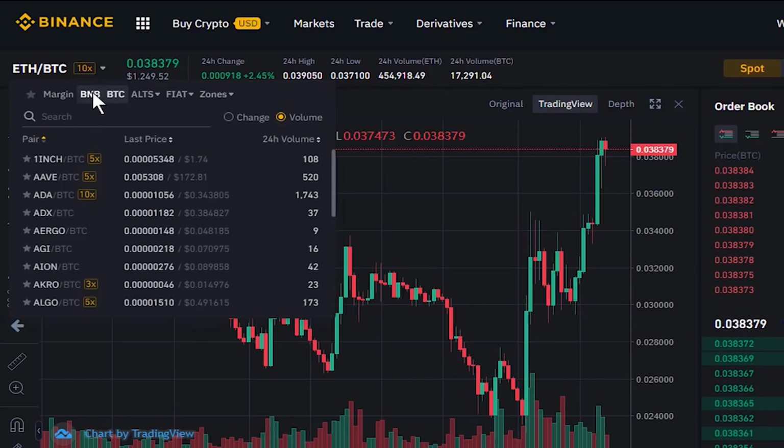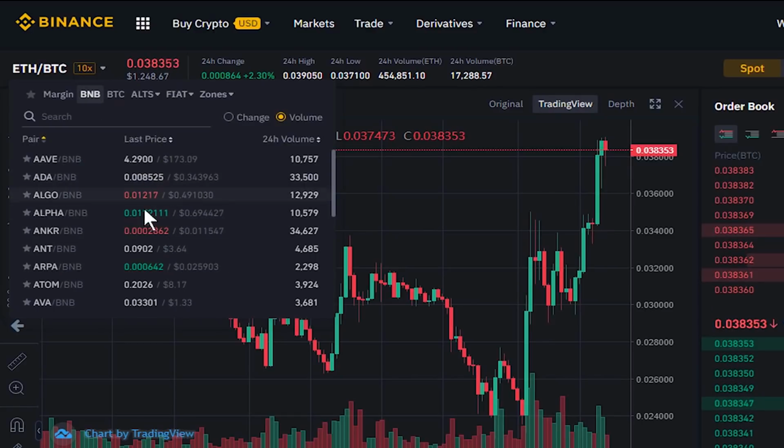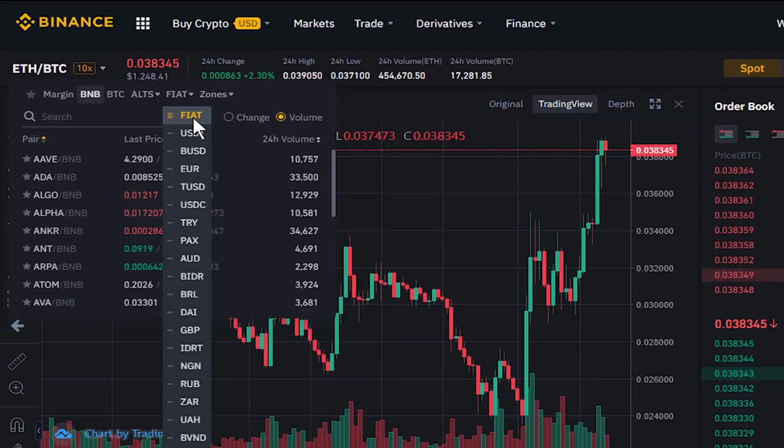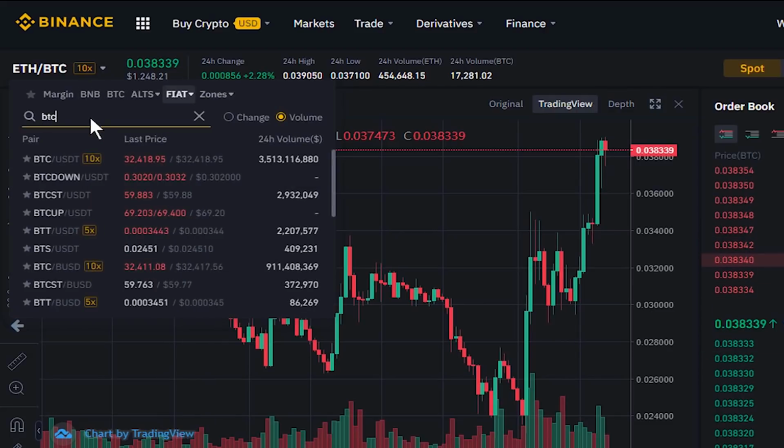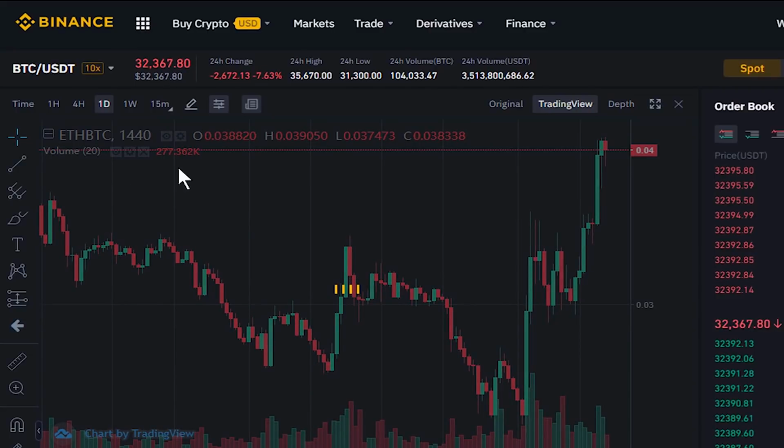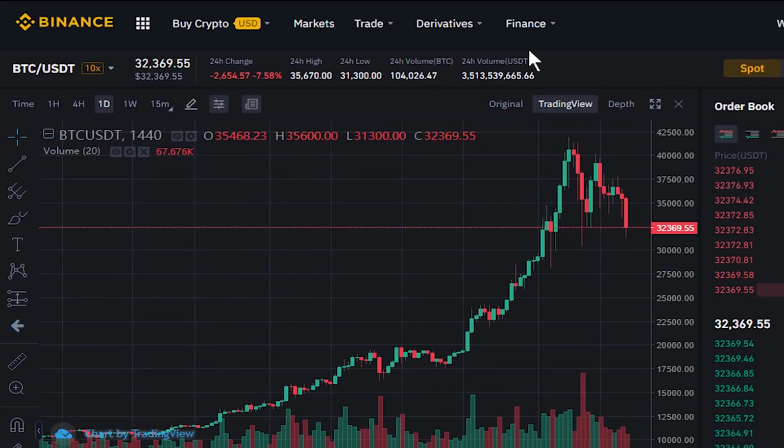Or you can select BNB, the Binance coin, and this is the list of the coins that you can trade in terms of BNB, or you can filter based on other altcoins. Here we continue with BTC to USDT, Bitcoin to Tether. Here we have some useful information.